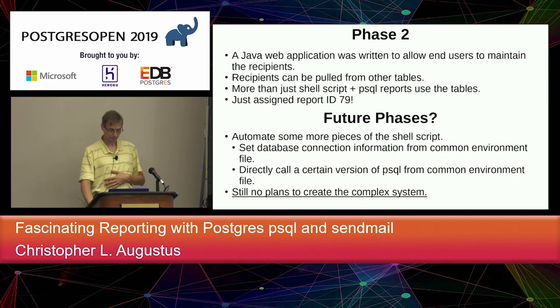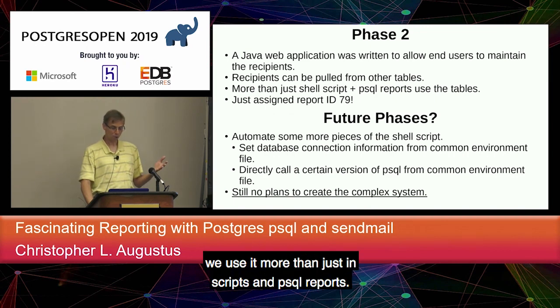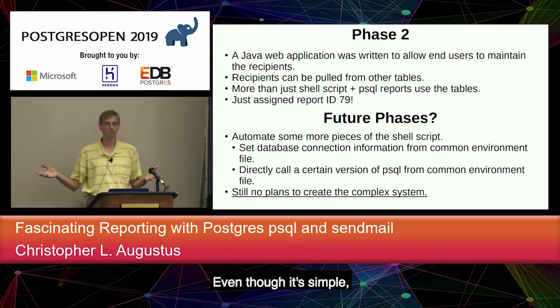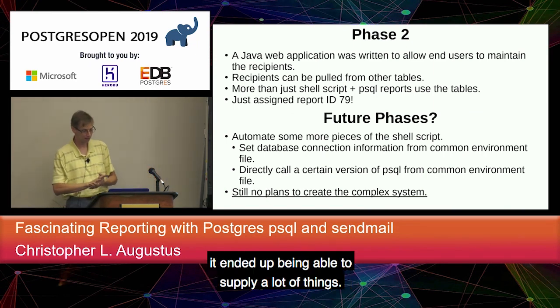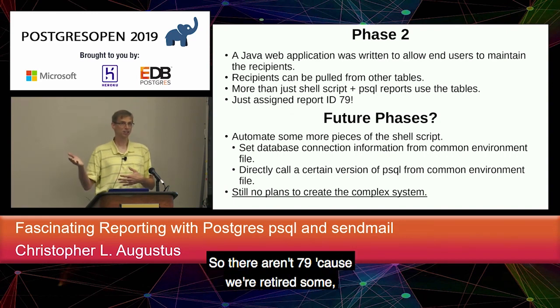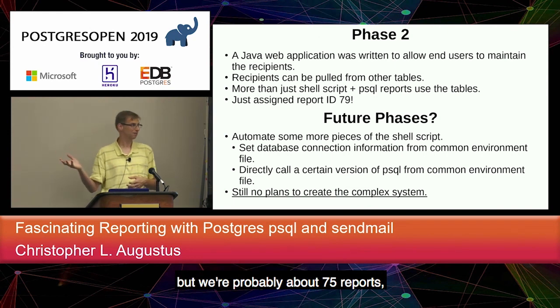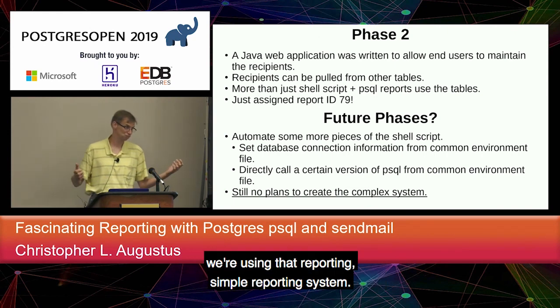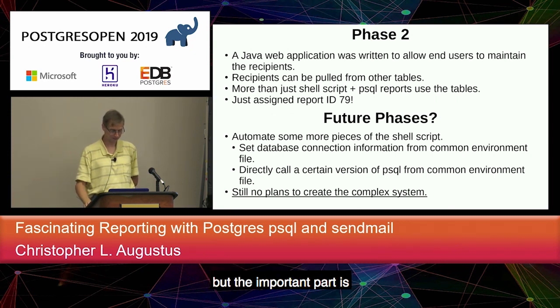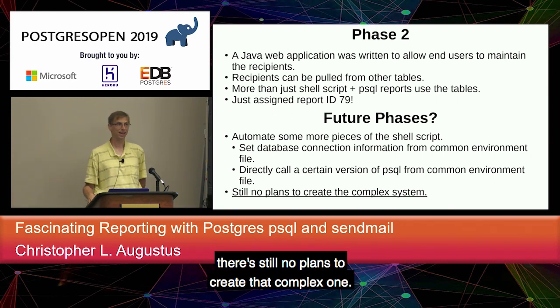And we use it more than just in scripts and psql reports. We have some Java programs just directly calling this stuff and using it also. So even though it was simple, it ended up being able to supply a lot of things. And we just assigned report ID 79. So there aren't 79, because we've retired some, but we're probably at about 75 reports using that simple reporting system. Then, of course, we've got ideas for future phases, but the important part is there's still no plans to create that complex one.